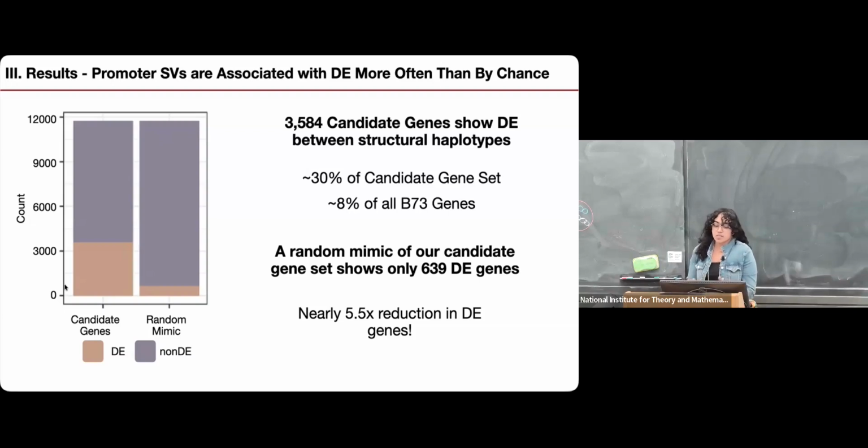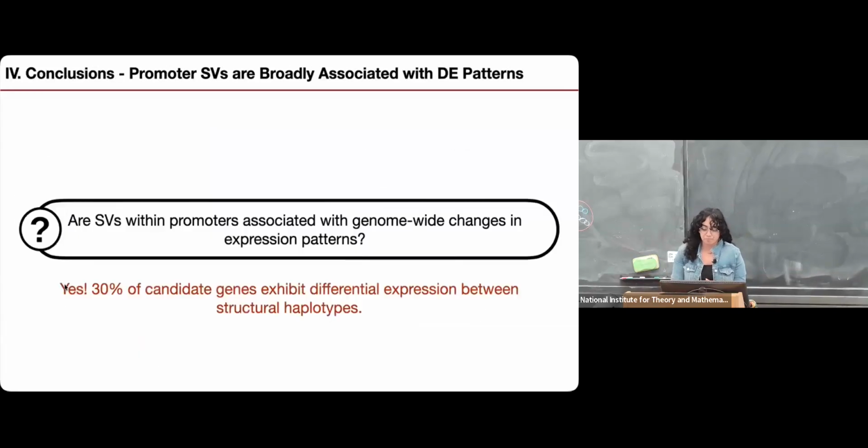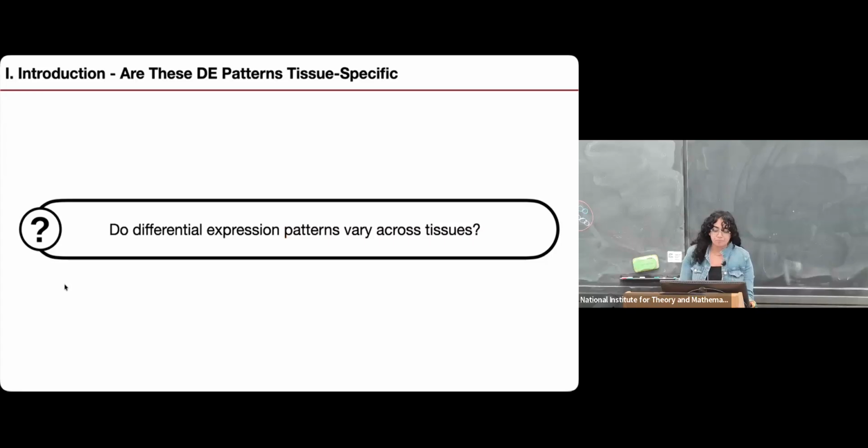And so this suggests to us at least that promoter SVs are associated with differential expression more frequently than expected by random chance. So we do believe that promoter SVs are associated with differential expression and that this is occurring broadly across the genome, as over 30% of our tested genes exhibited DE.